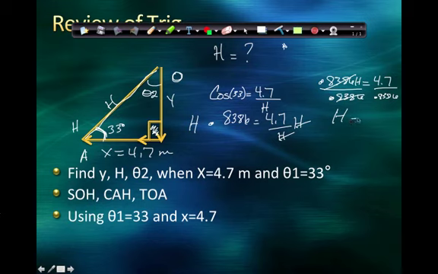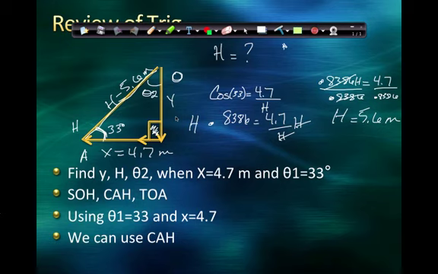Okay, so h is equal to this divided by this, so 4.7 divided by 0.8386 gives me 5.6. And since this is meters, the hypotenuse will also be in meters. All right, so now I have two sides of my triangle. So I can go ahead, use SOHCAHTOA to solve for y here if I really wanted to, but there's an easier way to solve for y.